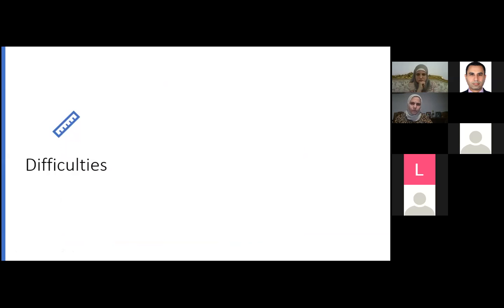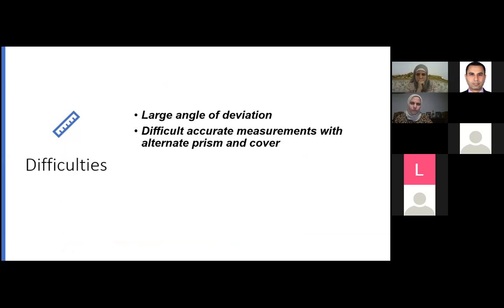First, when I met this case, I thought of difficulties. The first was measurement of the angle of deviation. The accurate measurement of the angle of deviation with alternate prism and cover was a bit difficult. As the eye gets into adduction, the upshoot makes the accurate measurement very difficult. But the estimated angle was about 65 prism diopters.